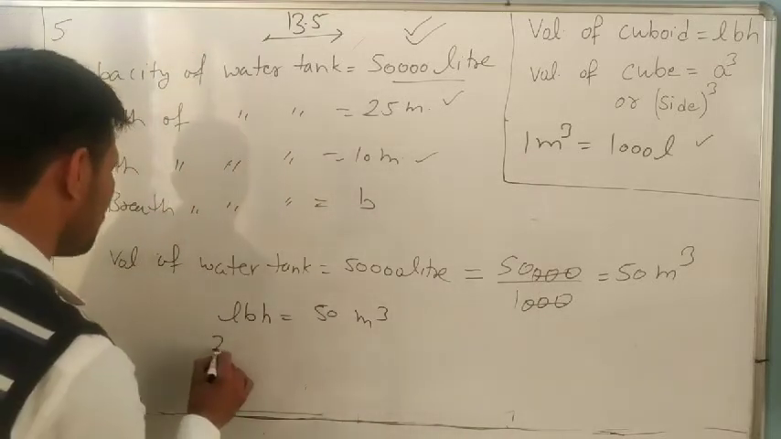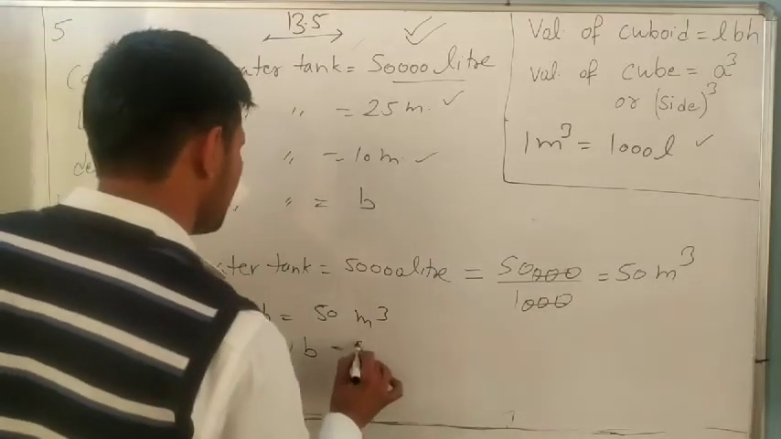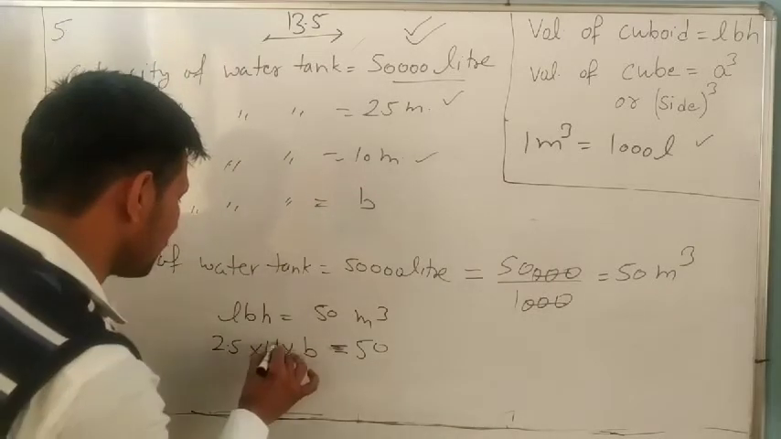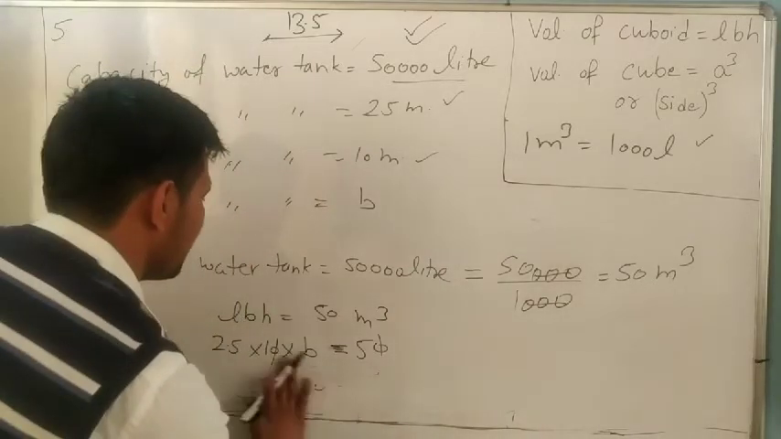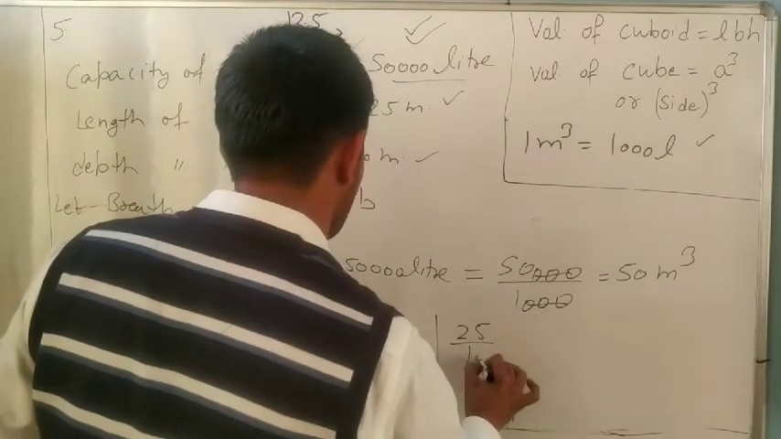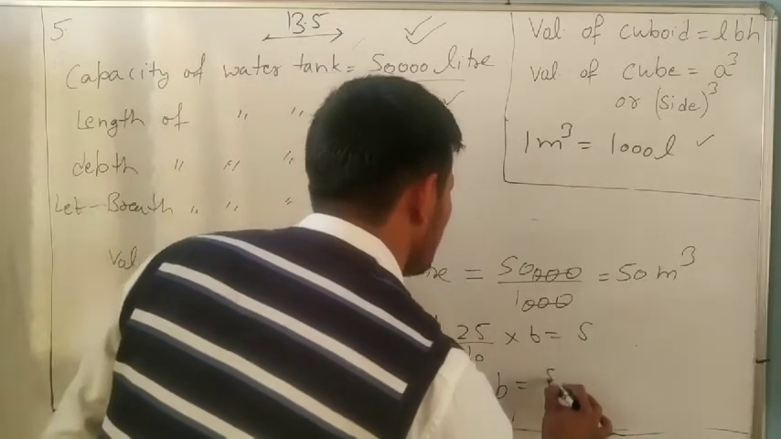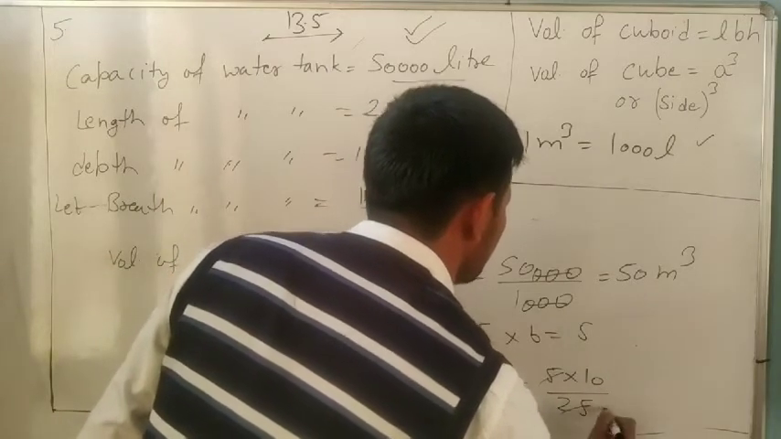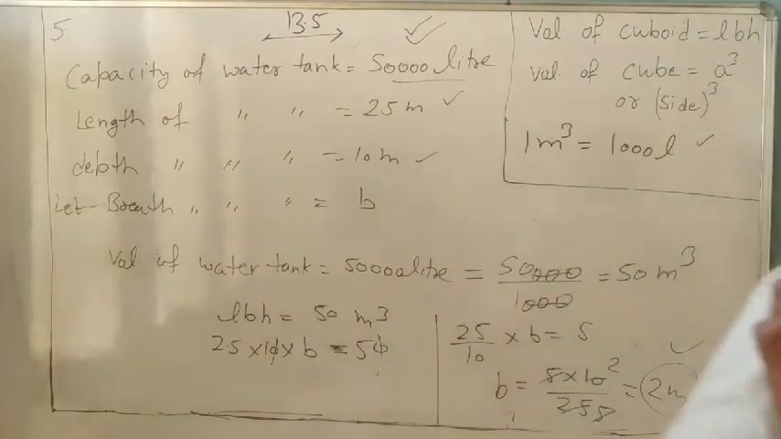Length is 2.5, and 10 into B equals 50. Everyone knows 10 goes to the other side as division, so zero cancels zero. Now B equals, and here you can also remove the decimal. So 2.5 into 10 into B equals 50, so B equals 50 multiplied by 10 divided by 25, which is 2. So what is the breadth? The breadth is 2 meter.